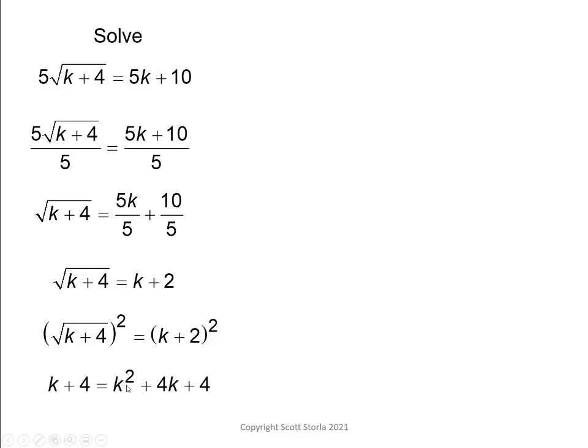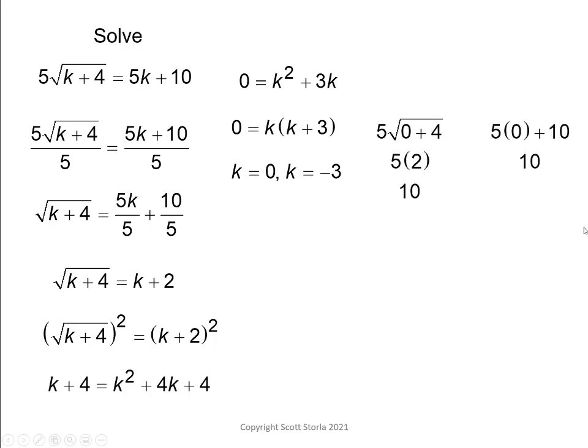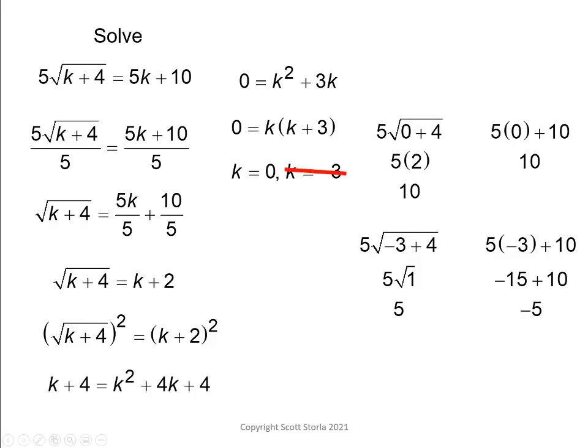I have a quadratic equation, so I'm going to bring all my terms to one side. And now I'm going to use the zero product method, because I can see if I factor out a k, I'll have two solutions, 0 or -3. I check 0 and it looks good. I check -3 and it doesn't look good, because one side becomes 5 and the other becomes -5, and so 0 is my only solution.